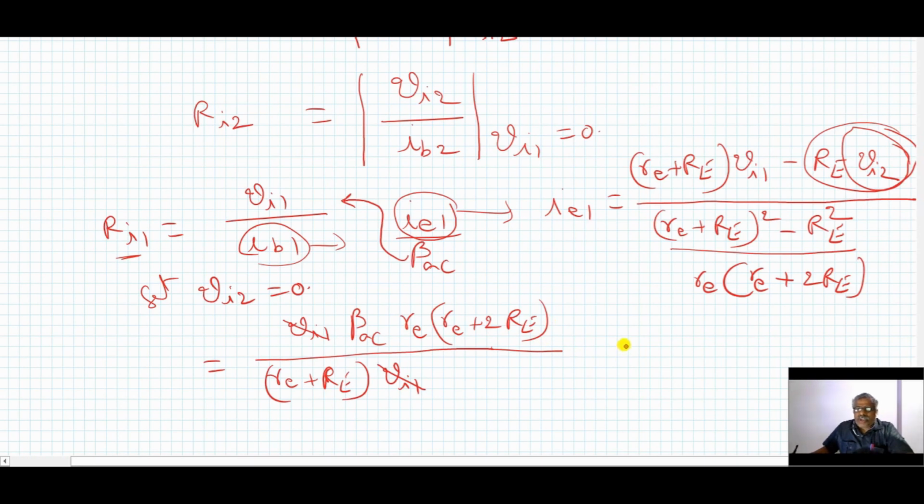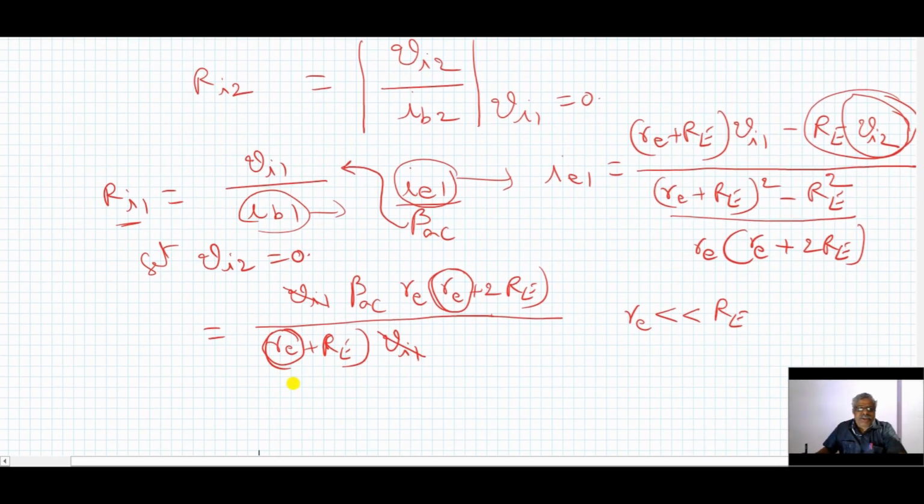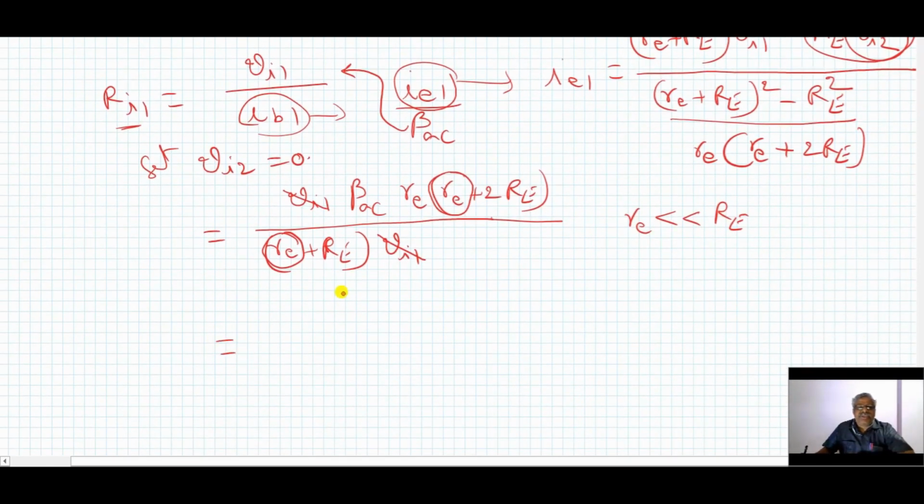2 Re. We know that small re is much smaller than capital Re. So in the numerator, this small re can be neglected. In the same way, in the denominator also, we can neglect this small re. Then that expression is simplified as beta AC into small re into 2 capital Re divided by capital Re. This capital Re will cancel out. Finally, we are remaining with 2 small re into beta AC, or 2 beta AC into small re.